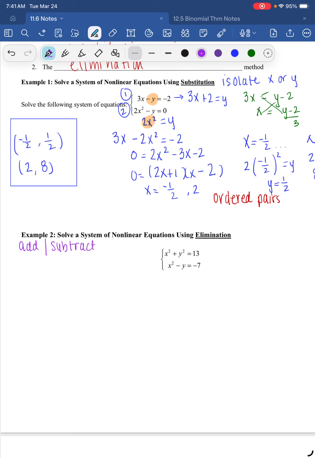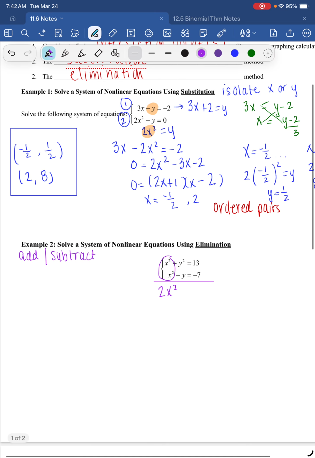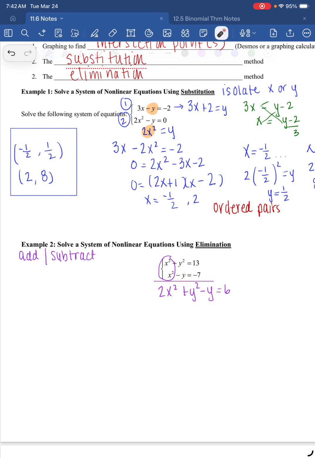So let's just see what happens if I add these together. x squared plus x squared is 2x squared. And then be careful here, y squared and y are not like terms. So when you add those together, you get plus y squared minus y equals 6. That is not helpful. I have too many variables. I have an x and I have a y, not going to help me.